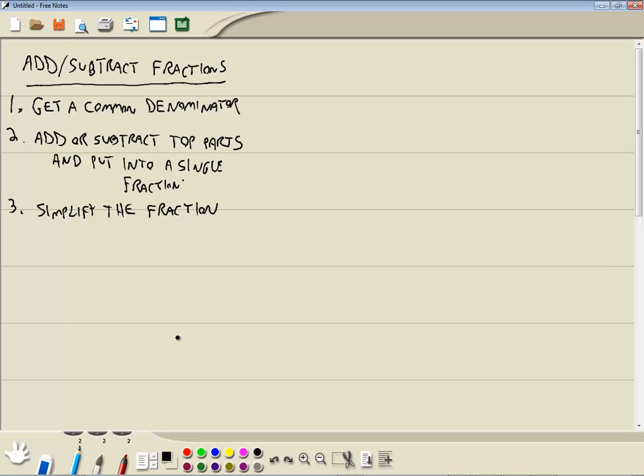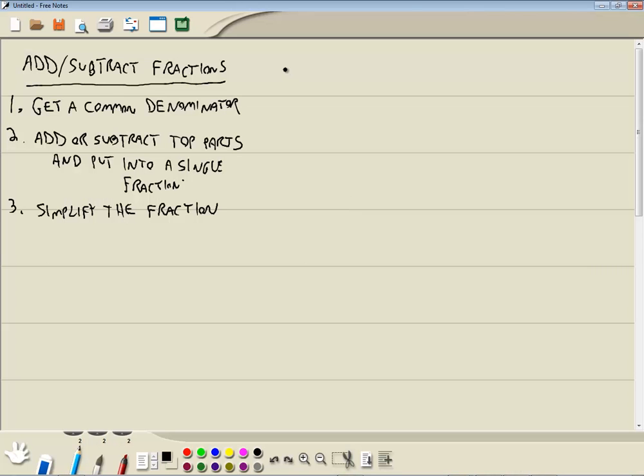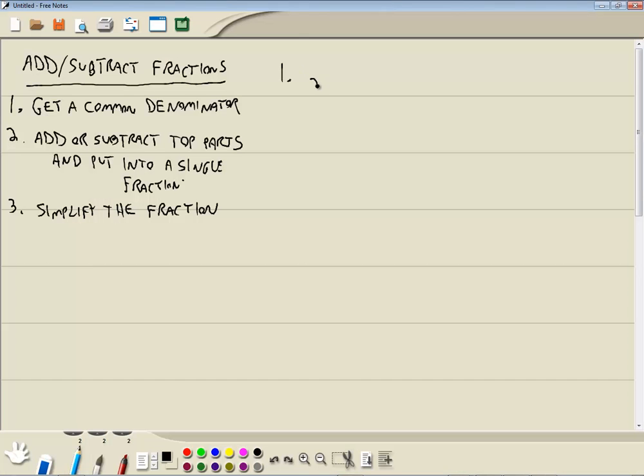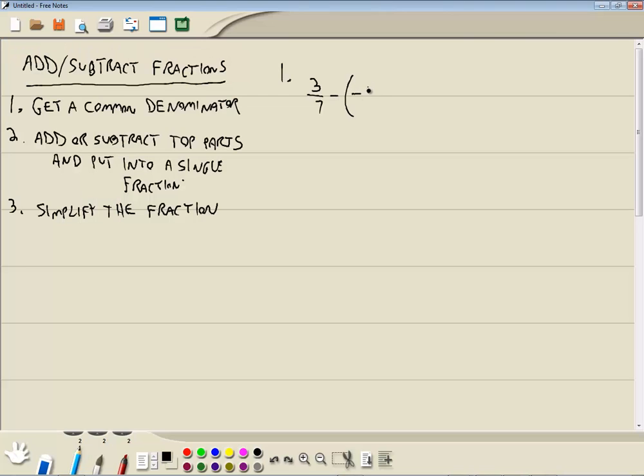Okay, let's look at these steps. Look at our first problem here. We got 3/7 minus a negative 11/7. This uses one of our shortcuts we looked at. Remember, a negative parentheses negative becomes a positive. So this becomes 3/7 plus 11/7. Wherever you can use that shortcut, you go ahead and do it before you do anything else.